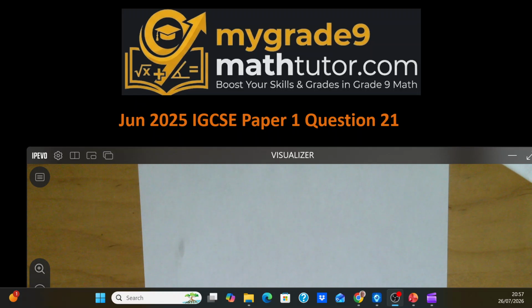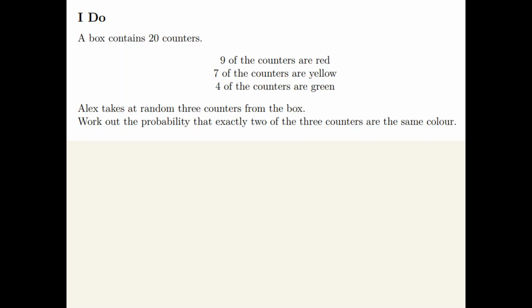IGCSE June 2025, paper 1, question 21. Hopefully you've had a go at the question. There are lots of different ways of doing it. If you've looked at the mark scheme and you're still not sure how to do it, I'm going to give you a way to have a go at doing it. Right, so it's a probability question.